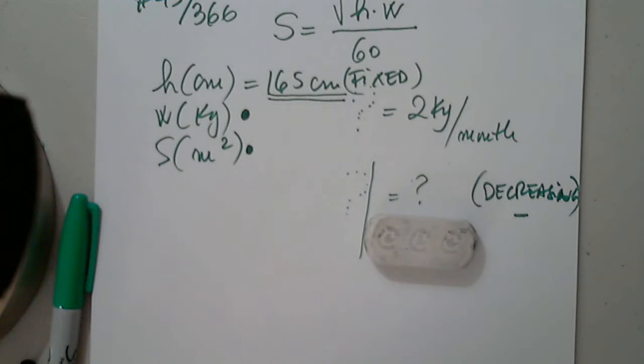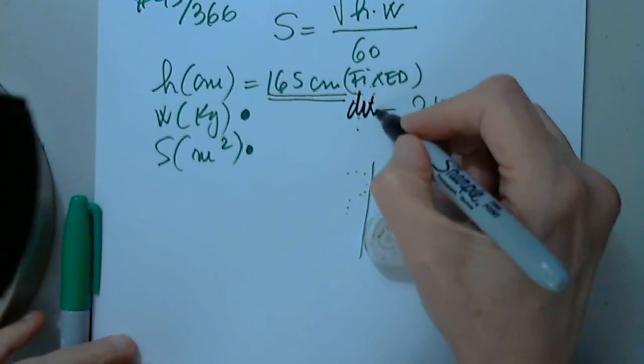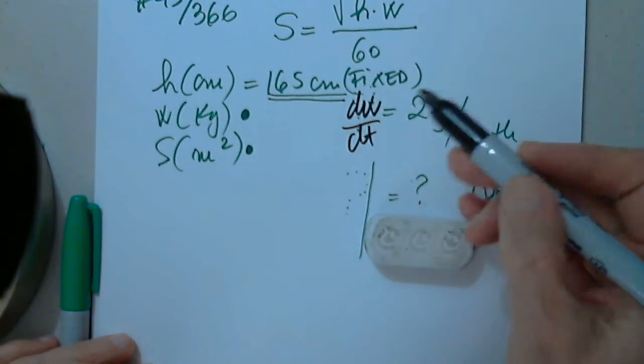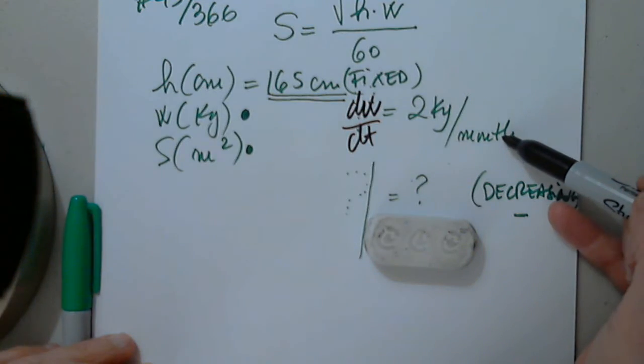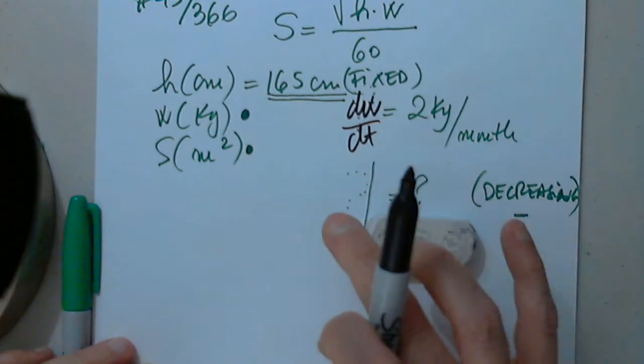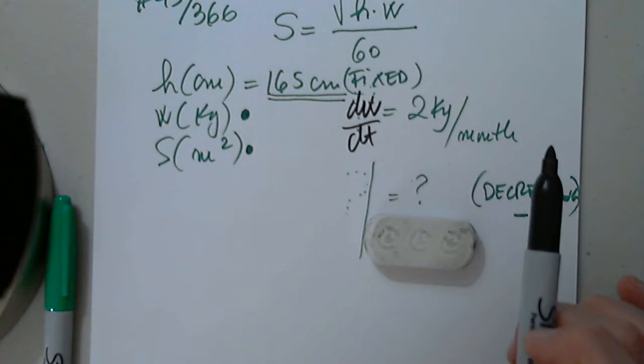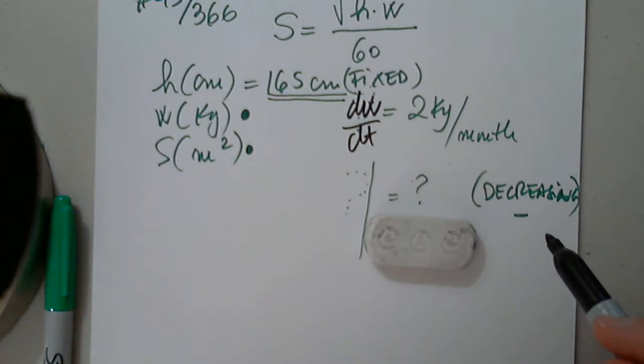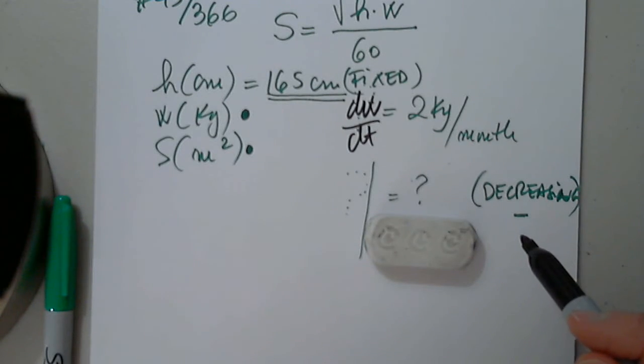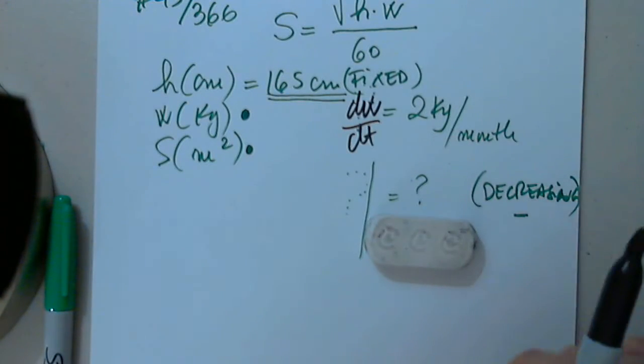Is the first one dW over dt? Absolutely, of course. dW over dt. How do I know? Kilograms per month. Good. So what are we asked? One more time. If she loses 2 kilograms per month, how fast is her surface area decreasing at the instant blah, blah, blah?